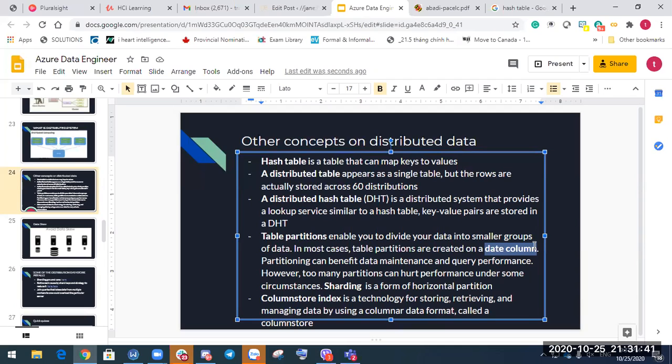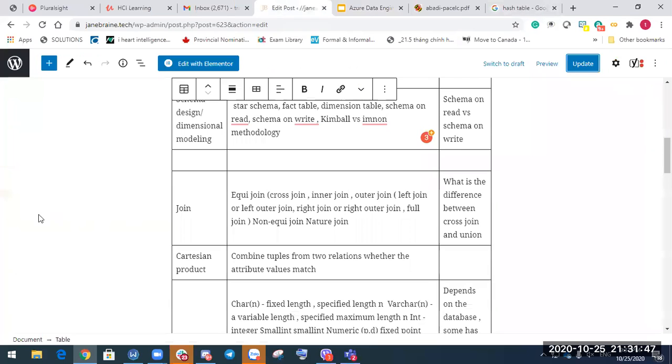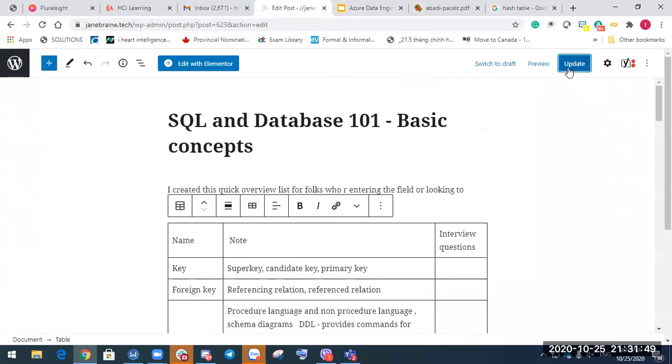Okay, so let's talk about sharding. I actually have a blog on sharding.